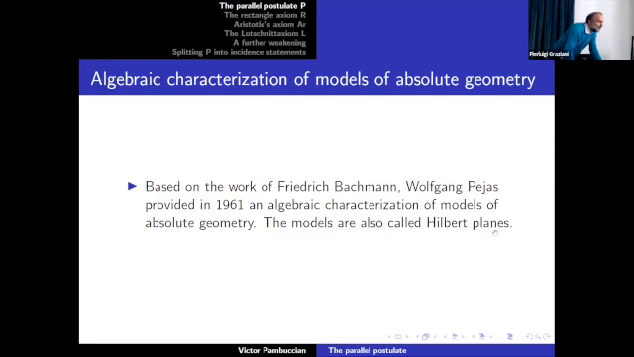Now, as I said last time, Wolfgang Pejas in 1961 provided an algebraic characterization of the models of the theory just seen, right? Given that the theory you've just seen originates in the first three groups of axioms of Hilbert, these are called Hilbertian.